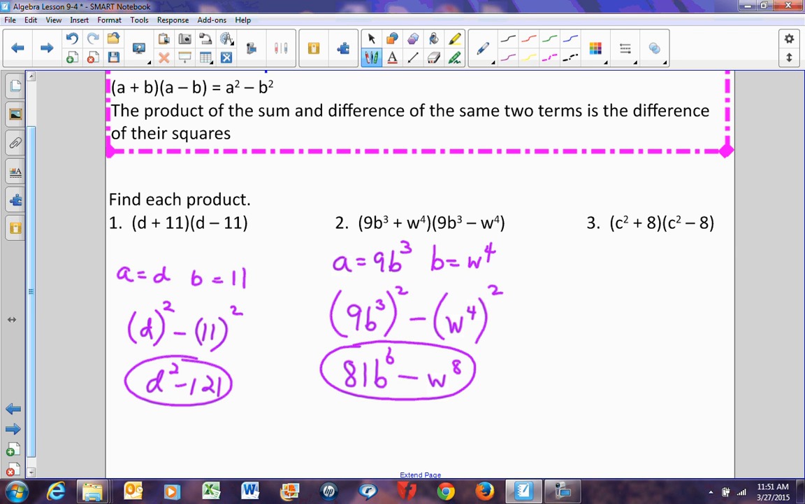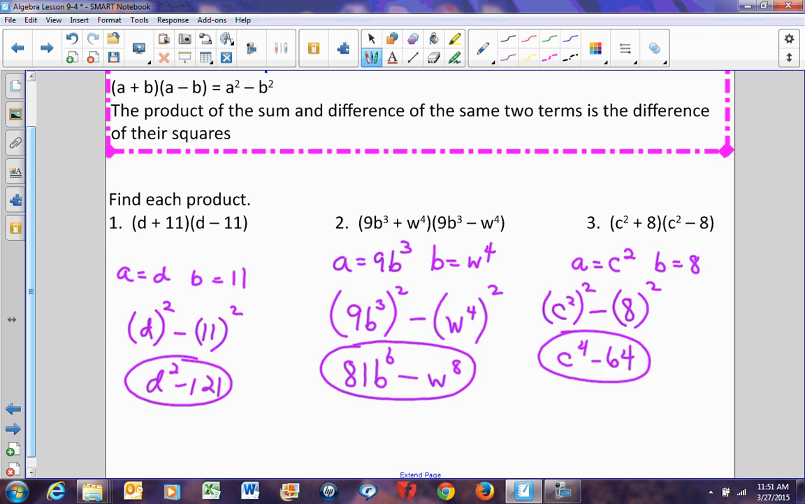And last but not least, my a term on problem number 3 is c squared. My b term is 8. So I will have a, which is c squared, quantity squared, minus my b term, quantity squared. So c to the fourth minus 64. You can save yourself an immense amount of time if you learn these special products.